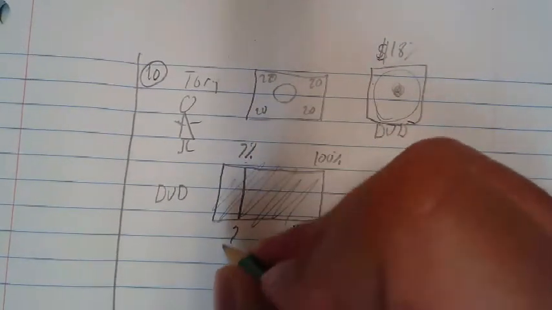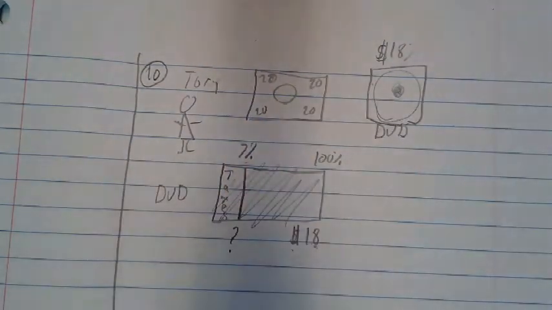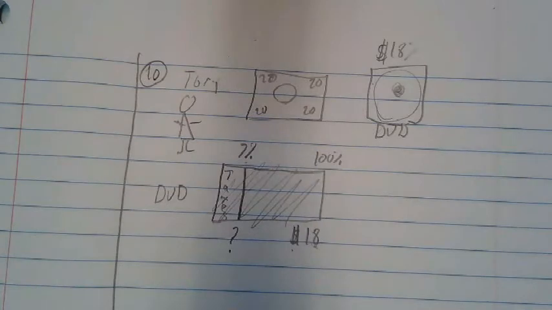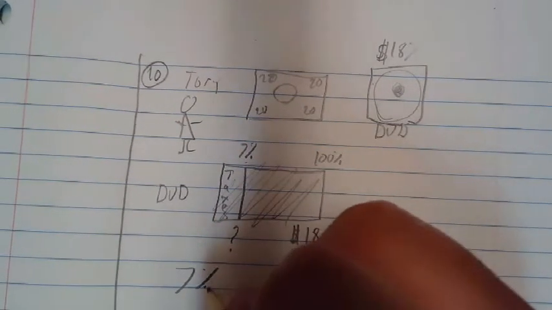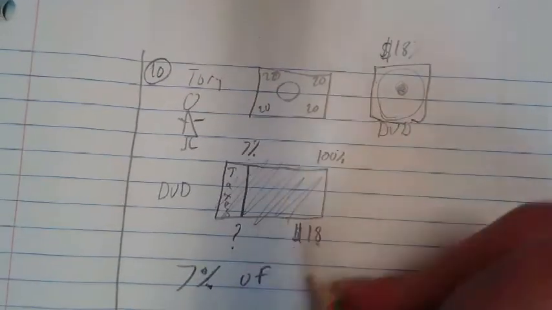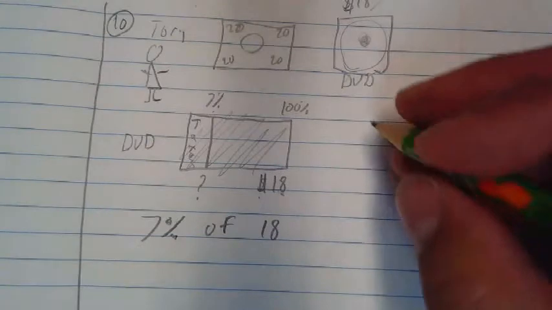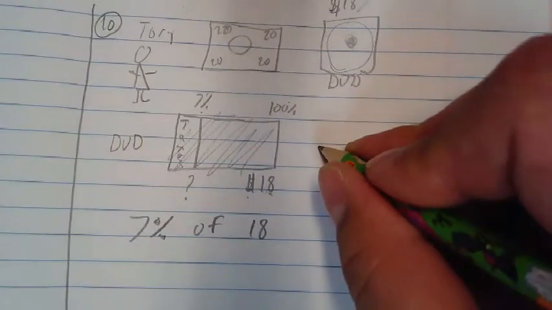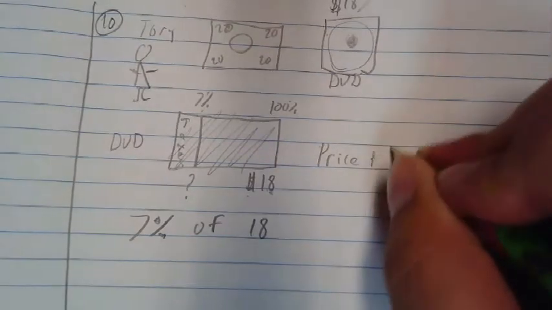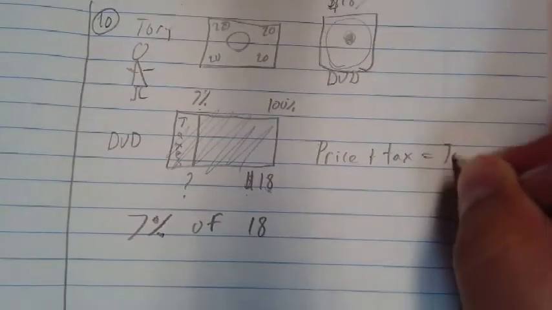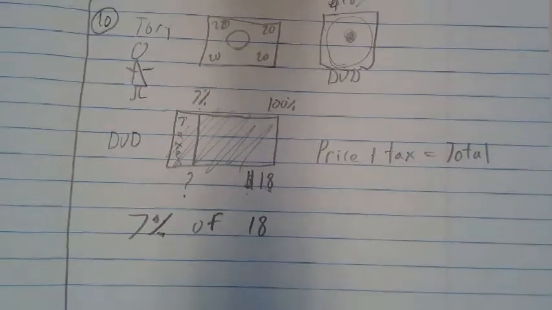Okay. Now, why does it matter? Anything you buy, you have to pay taxes on. That's just the way it is. Whether you like it or not, that's just life. But anyways, 7% of 18. We figure out what the taxes are first. So actually, let me write what I just said. When you buy something, it's price plus tax equals total. Okay? Just keep that in mind. That's just the way it works.